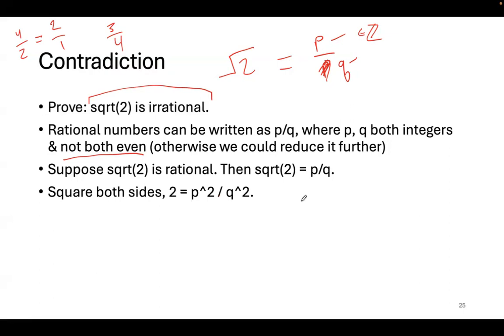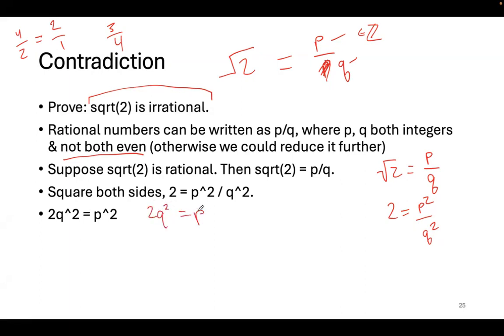And then we just do some math and try and figure it out. So if we have the square root of 2 is equal to p over q, let's square both sides, see what happens. Then we get 2 equals p squared over q squared. And then let's try moving q squared to the other side. And so we get 2q squared is equal to p squared.